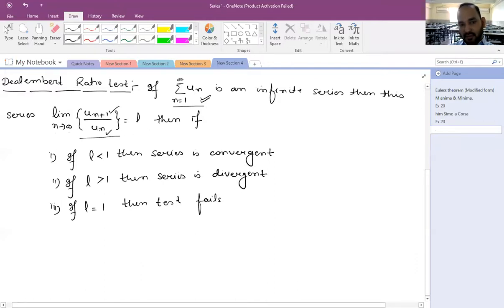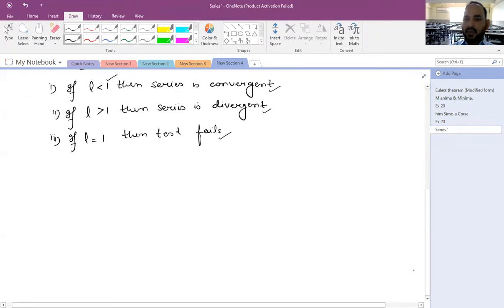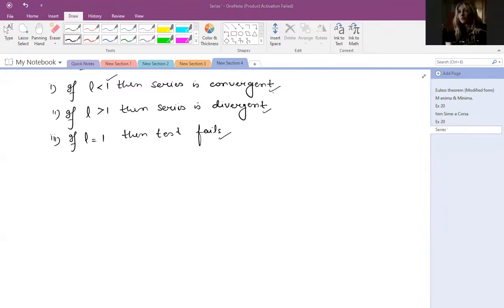If that ratio when n is tending to infinity is L, and if this L is less than 1, we say that the series is convergent. If this L is more than 1, the series is divergent. If L is equal to 1, then this test fails. Now, when the test fails, that does not mean we can conclude the series is divergent or convergent. In that case, we say that this test is not applicable. Clear? Okay, now let's go to the exercise.